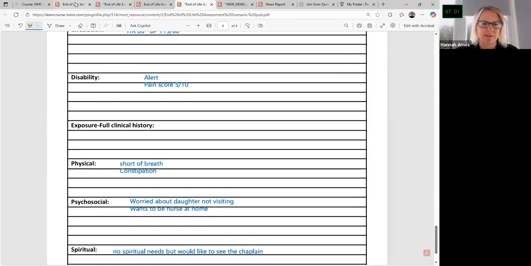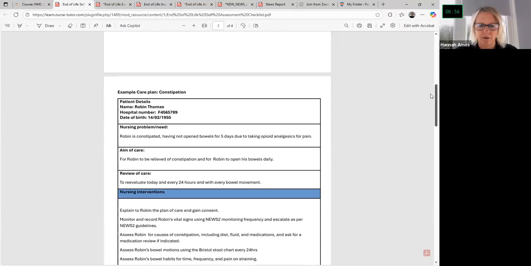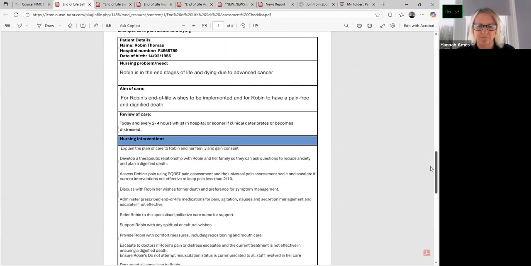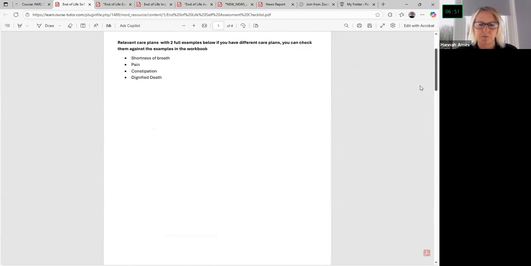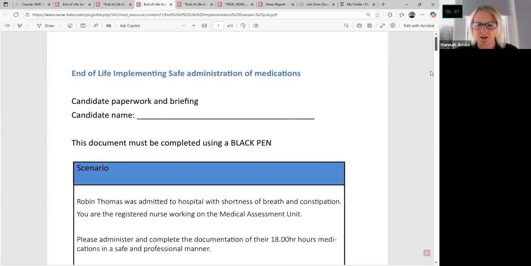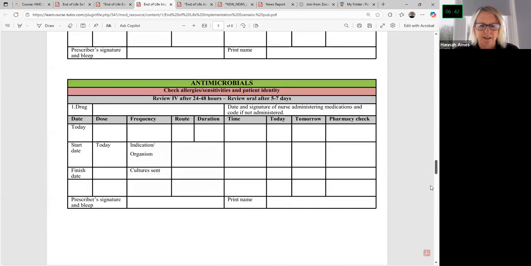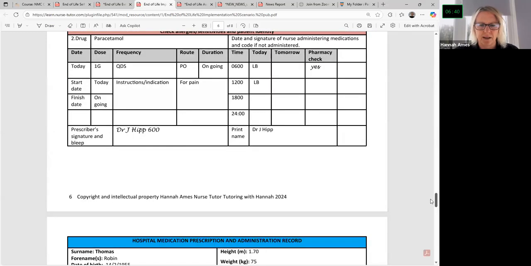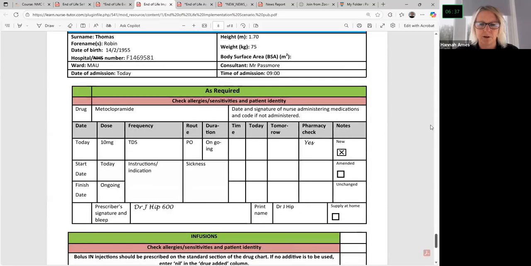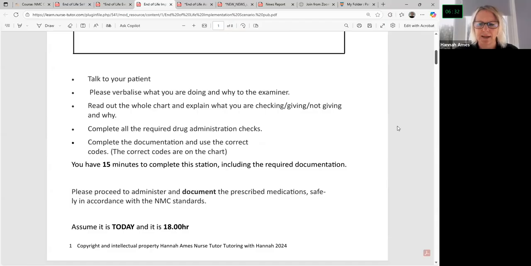That's fine. I'm going to revisit the care plans I wrote for her. Here I wrote constipation, end stages of life and dying, and all the problems with shortness of breath. So I'm going to make sure I hand those over. I'm going to review my medication chart and identify which medications I gave. So she had paracetamol, and then she had some as-required metoclopramide. Okay, I'm going to think about my recommendations for this patient.